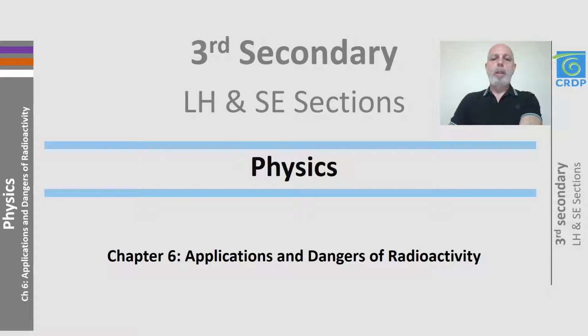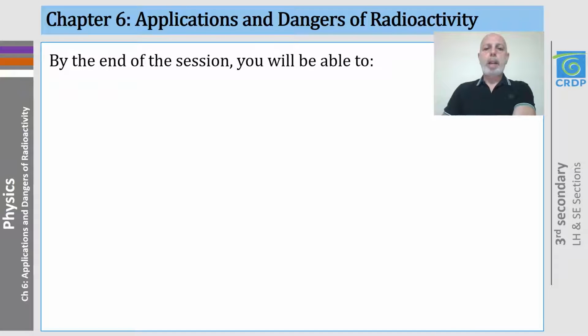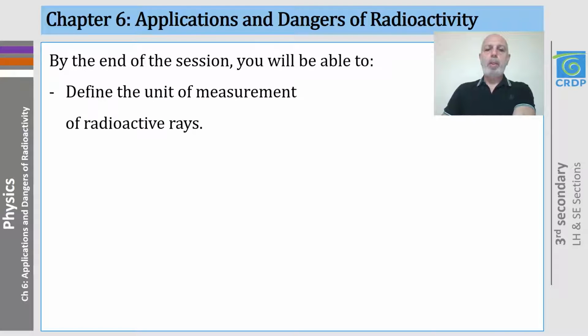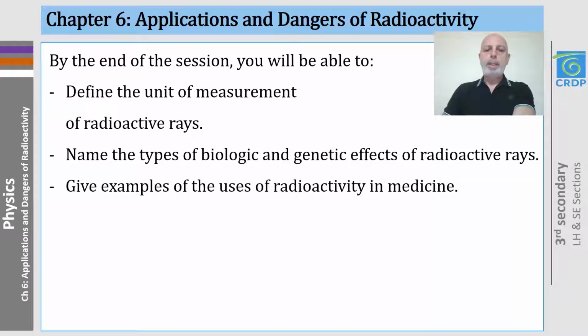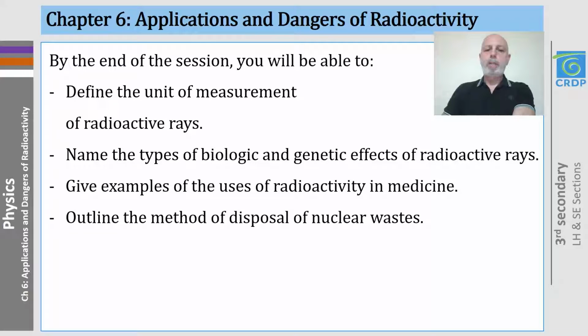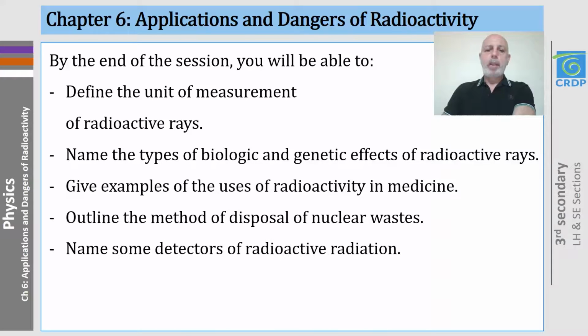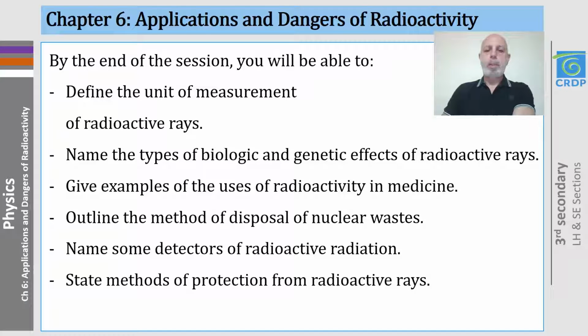Hello everyone and welcome to our Chapter 6, Applications and Dangers of Radioactivity for LH and SE sections. By the end of the session, you will be able to define the unit of measurement of radioactive rays, name the types of biologic and genetic effects of radioactive rays, give examples of the uses of radioactivity in medicine, outline the method of disposal of nuclear waste, name some detectors of radioactive radiation, and state methods of protection from radioactive rays.